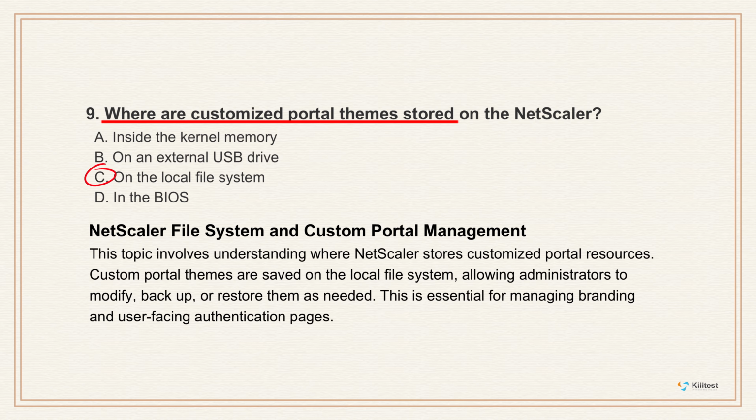Right, and this is about understanding computer architecture. Kernel memory is for high-speed packet processing. It's expensive, volatile real estate. You don't clog it up with JPEGs and CSS files. Those are static assets. Exactly. They live on the hard drive, the local file system, specifically in a directory like /var/netscaler/logon/themes. Why? So they persist after a reboot, so you can back them up with a file transfer tool, so you can edit the HTML code. It makes total sense. Keep the heavy lifting in the kernel, keep the decorations on the file system. Ideally, yes. The exam tests this to ensure you aren't trying to troubleshoot a missing logo by dumping the kernel memory. You need to know where the files actually live.